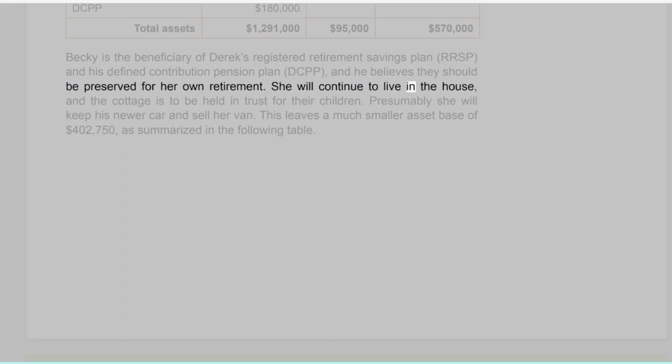She will continue to live in the house, and the cottage is to be held in trust for their children. Presumably she will keep his newer car and sell her van. This leaves a much smaller asset base of $402,750, as summarized in the following table.